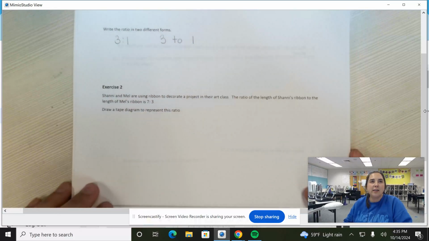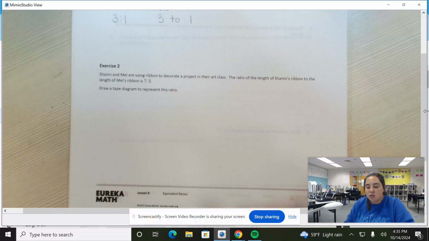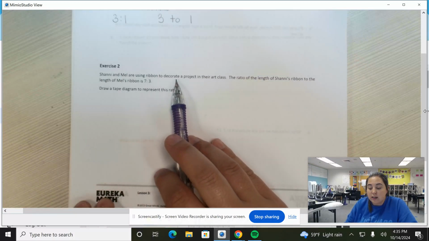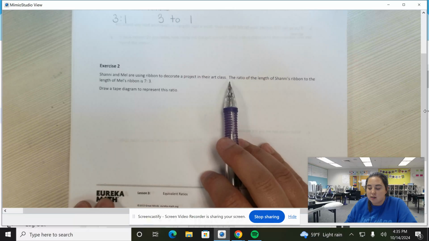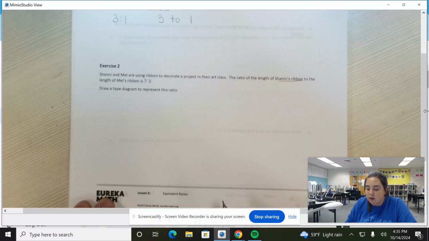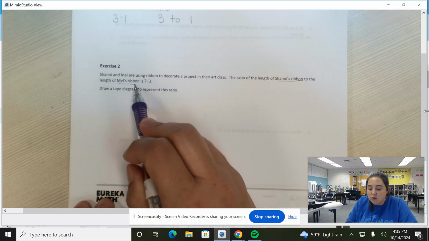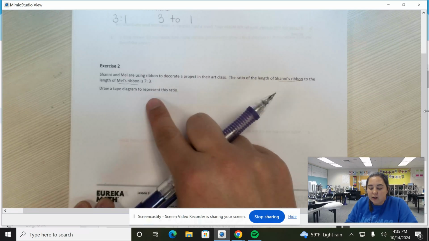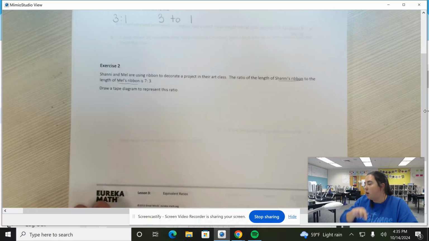All right, we're looking at the second part now. So it says, Exercise 2. Shani and Mel are using a ribbon to decorate a project in their art class. The ratio of the length of Shani's ribbon to the length of Mel's ribbon is 7 to 3. Draw a tape diagram to represent this ratio.